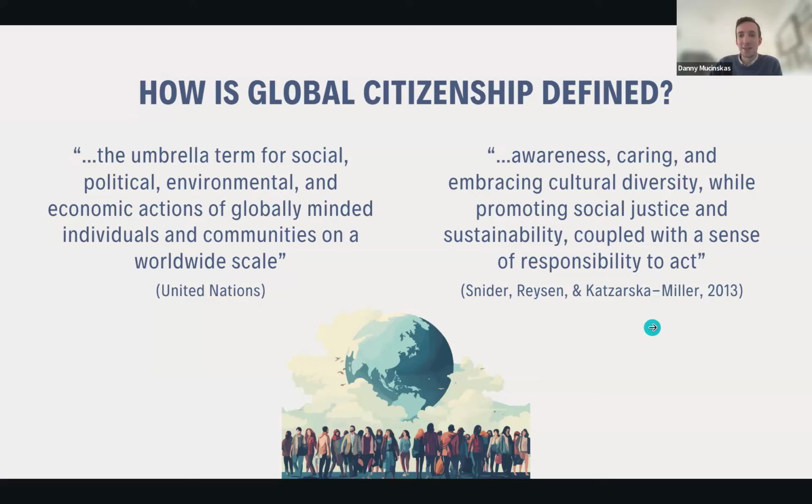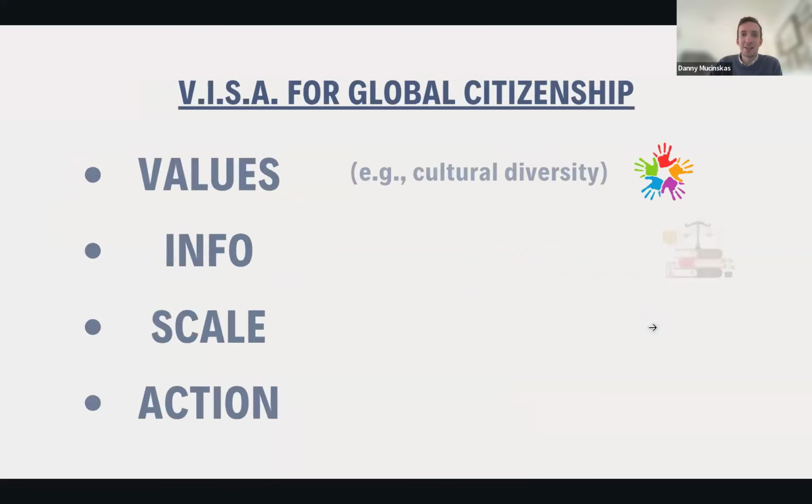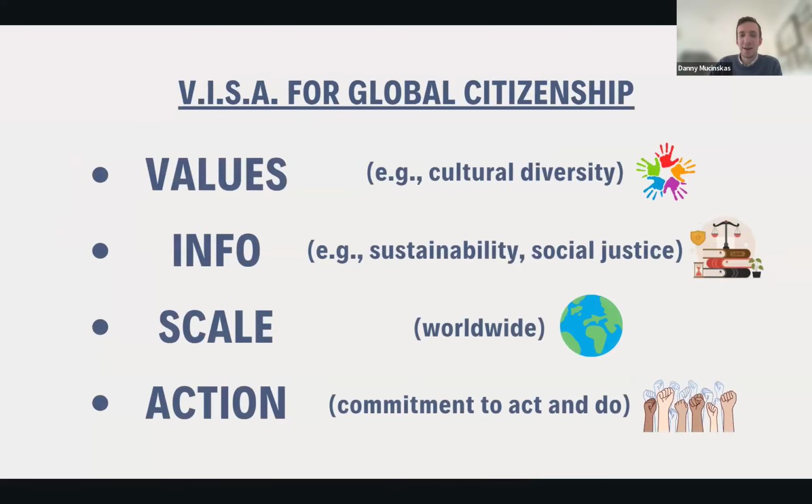So, having taken a look at these definitions and others, it seems like there are some common elements to different ways of thinking about global citizenship, and we put them together in this little framework called VISA, perhaps appropriately when thinking about global issues. So, this is the VISA framework of global citizenship.